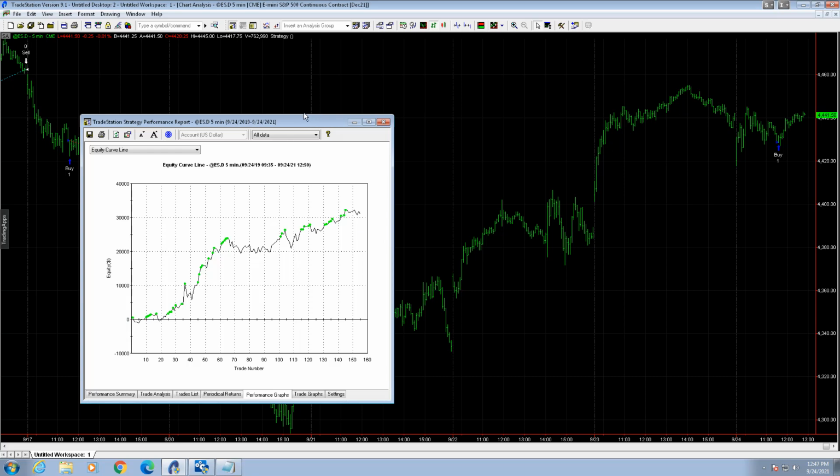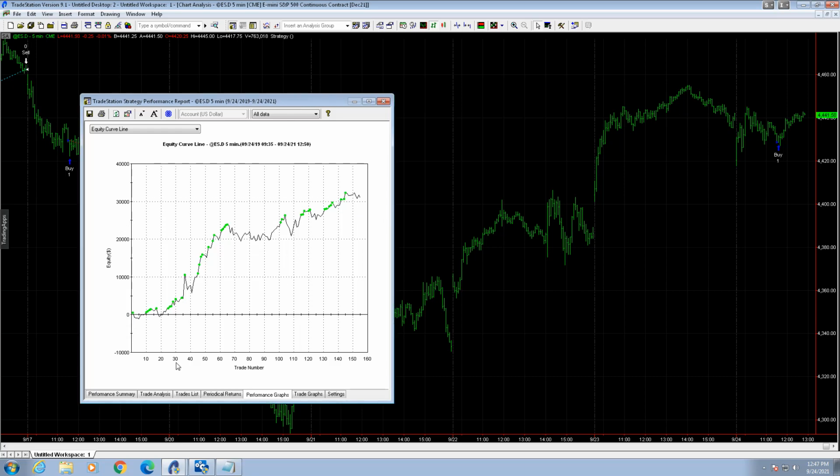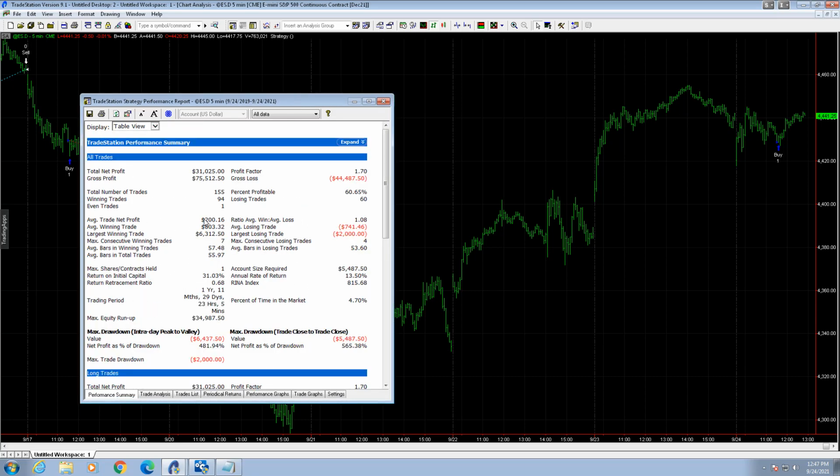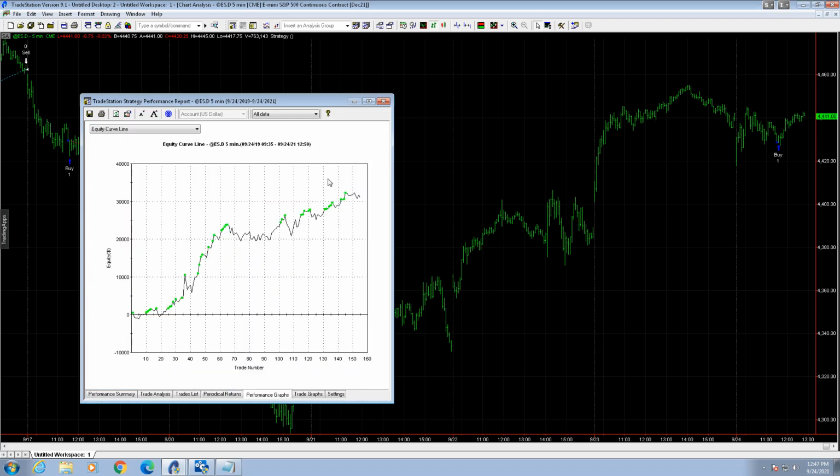Absolutely. Now we have a strategy for the last 2 years that's very tradable. $200 average trade profit, 54.8750 drawdown, and you see that it really kicks in.